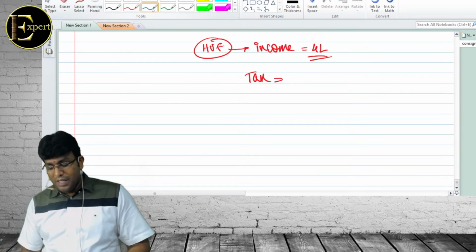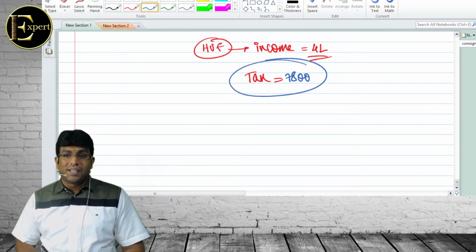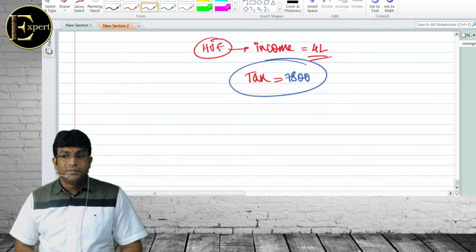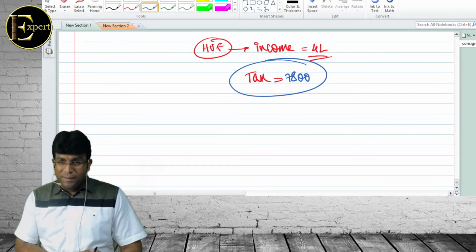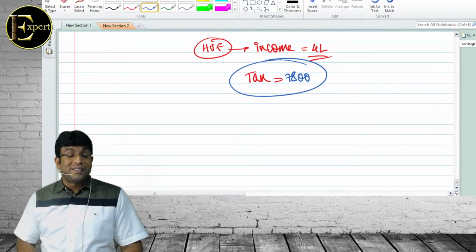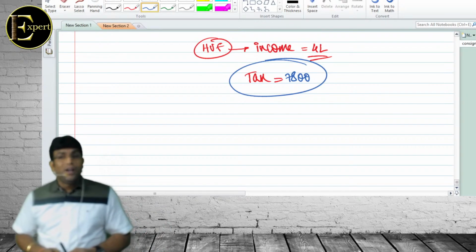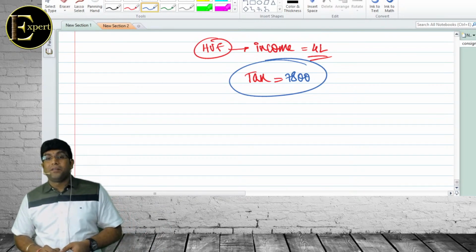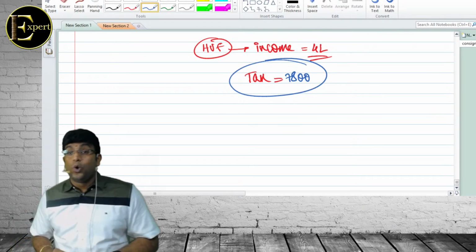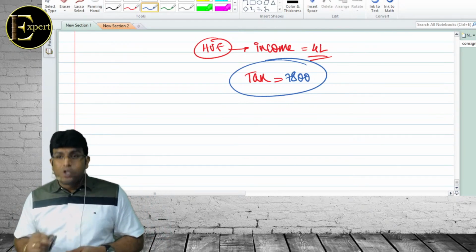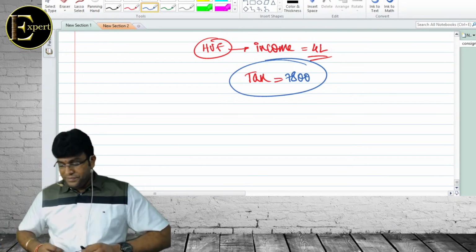The answer is 7,000? That's it, that is the answer. This question came in exam. One crazy fellow wrote, tax is 0. Yes, he took the rebate in the exam. Will rebate apply? Rebate is only for resident individual whose total income does not exceed 5 lakh. How much rebate, beta? Tax payable or 12,500, whichever is lower. In my question, what did I say? HUF. Will rebate apply? That's the end of story.